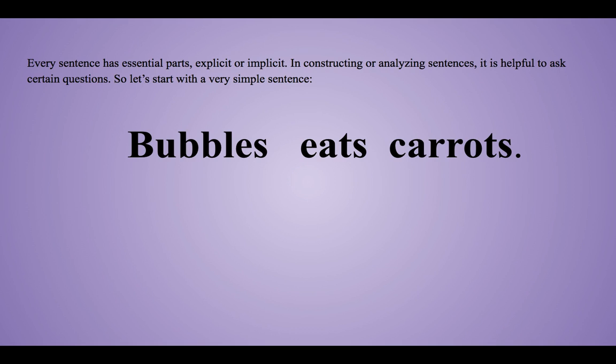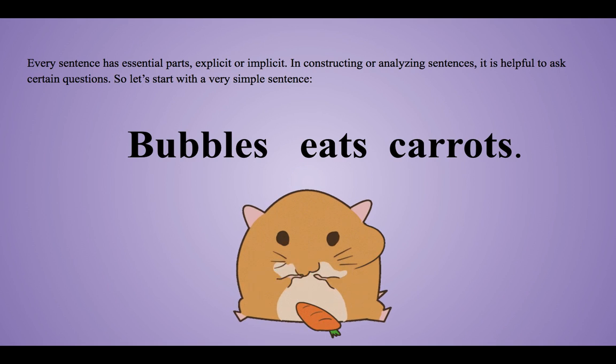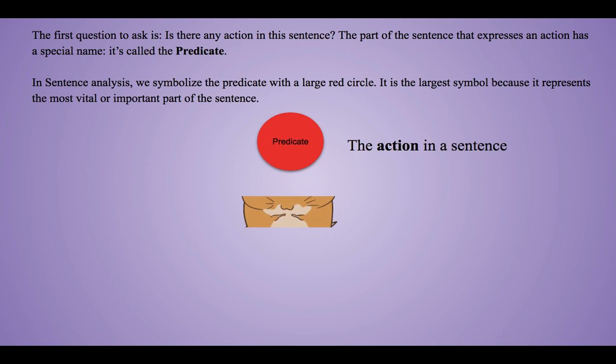Bubbles eats carrots. This is Bubbles. He eats carrots. The first question we ask is, is there any action in the sentence? The part of the sentence that tells us an action has a special name. It's called the predicate. In sentence analysis, we symbolize the predicate with a large red circle. It's the largest symbol because it represents the most important part of the sentence. You'll notice that it's the same symbol we use to represent a verb when we are symbolizing words because it's the action of the sentence.